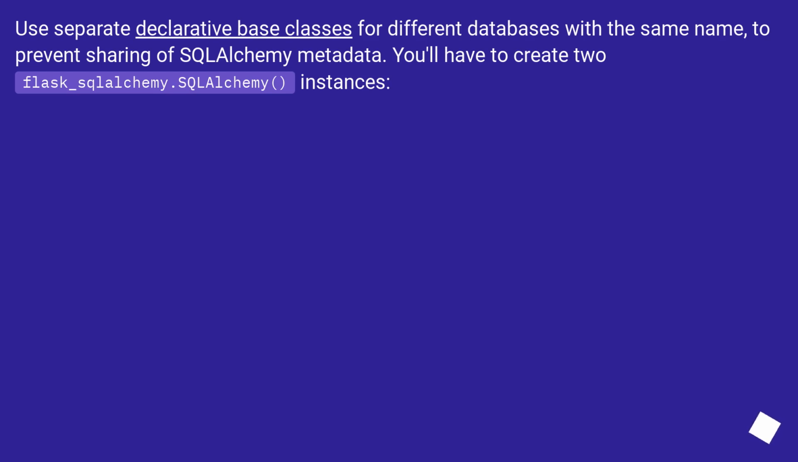Use separate declarative-based classes for different databases with the same name to prevent sharing of SQLAlchemy metadata. You'll have to create two flask_sqlalchemy.SQLAlchemy instances.